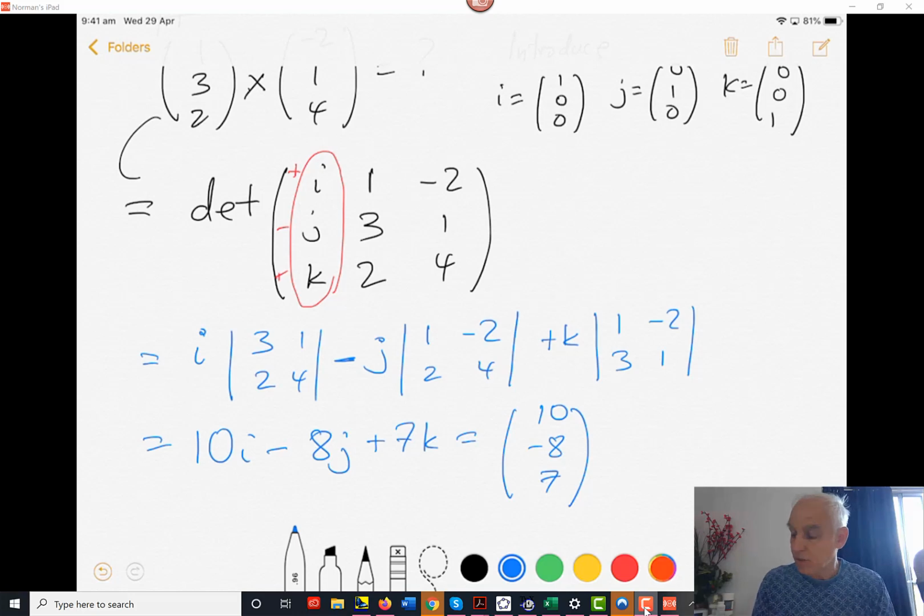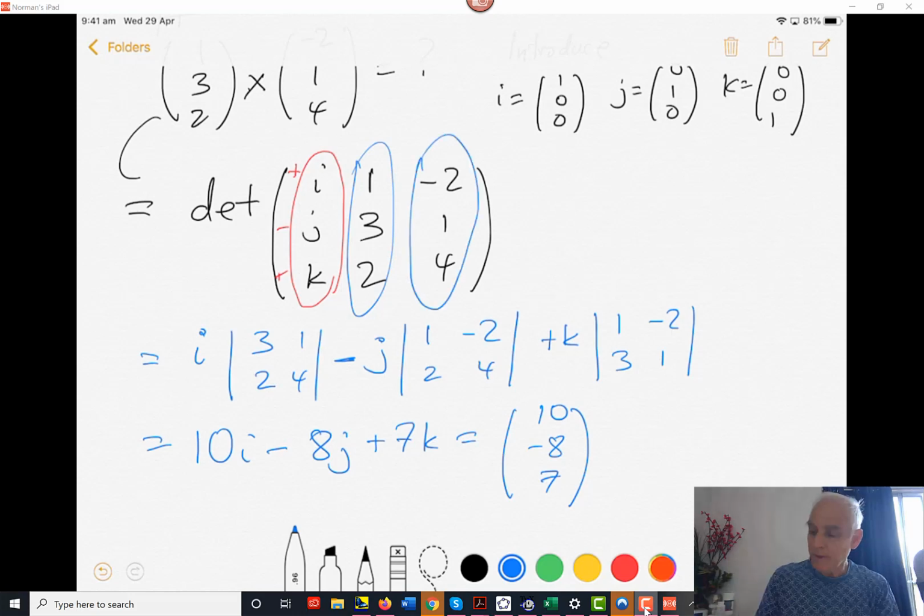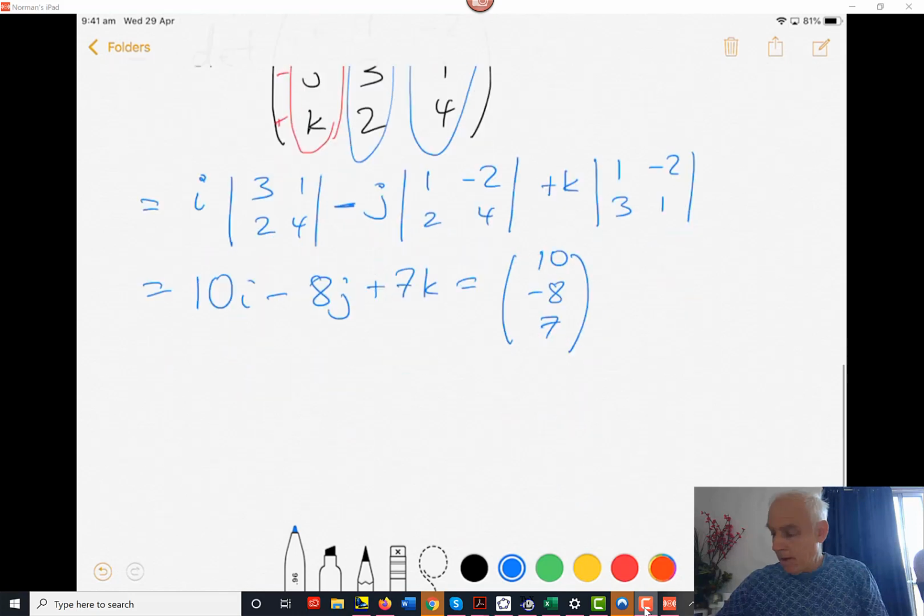And we could check that the dot product between that cross product and either of the two original vectors is 0. So we take the dot product with this one, we get 10 minus 24 plus 14, which is 0. So those things are perpendicular. If we take the dot product with this one, we get -20 minus 8 plus 28, which is also 0. So we've done that correctly. Okay, that's the cross product.